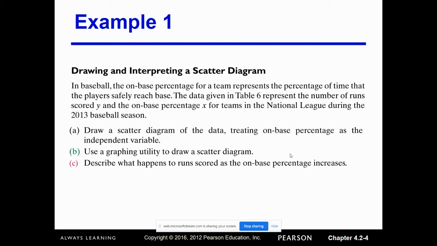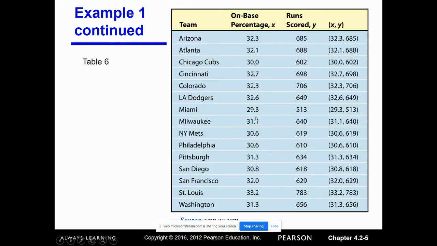Okay, draw a scatter diagram of the data, treating on-base percent as the independent variable, which means that's the x-axis. Use a graphing utility to draw a scatter diagram. And then the last one, describe what happens to runs scored as on-base percentage increases. All right, so let's look at the data first.